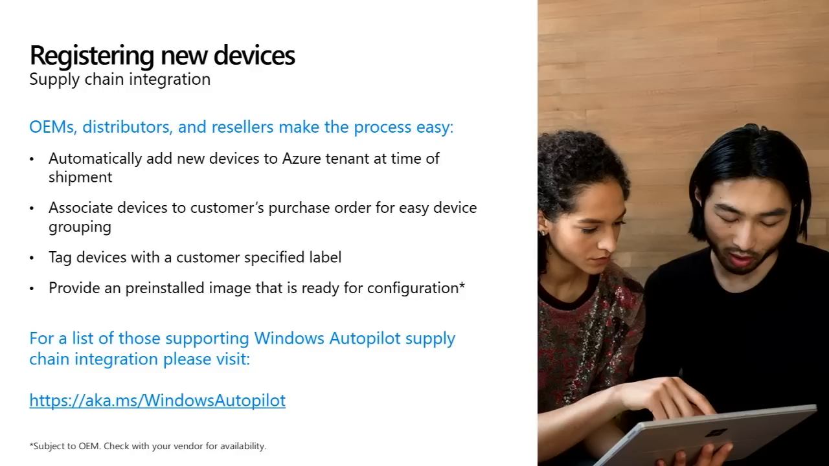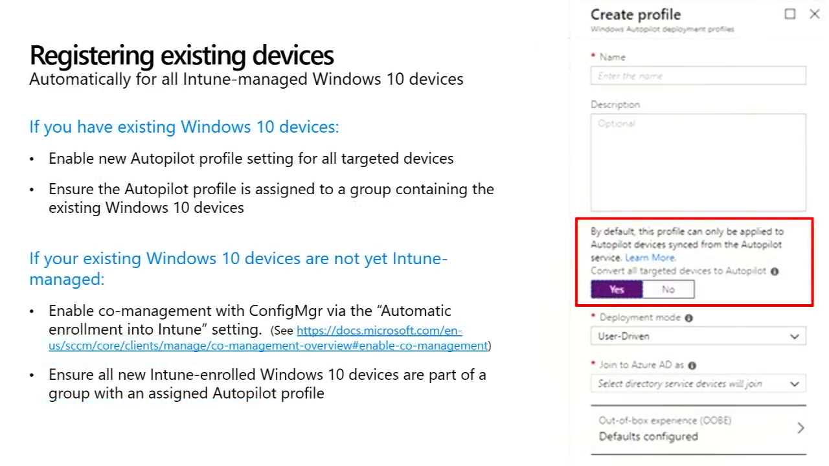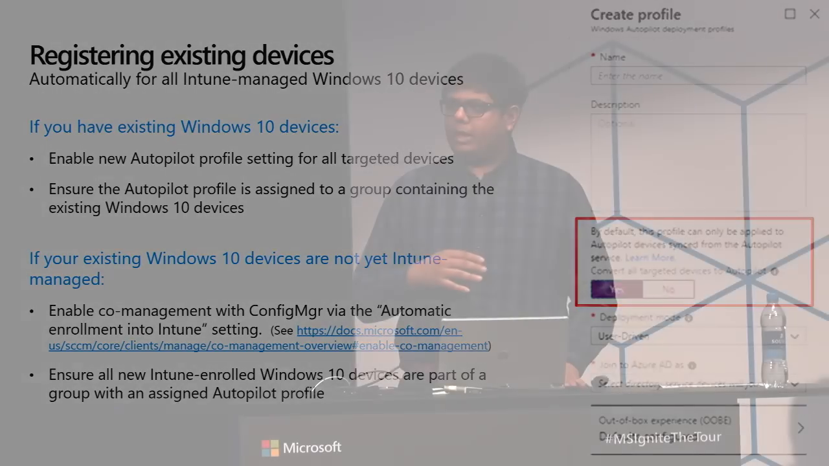And that's really it. If you have existing devices that are already in your estate and you'd like to register them into Autopilot, one easy way to do that, which we announced in 1809, is through the use of a new setting that's available in the Autopilot profile. So in Intune, when you go to create a new Autopilot profile, one of the options you'll see says, by default, this profile can only be applied to convert all targeted devices to Autopilot.